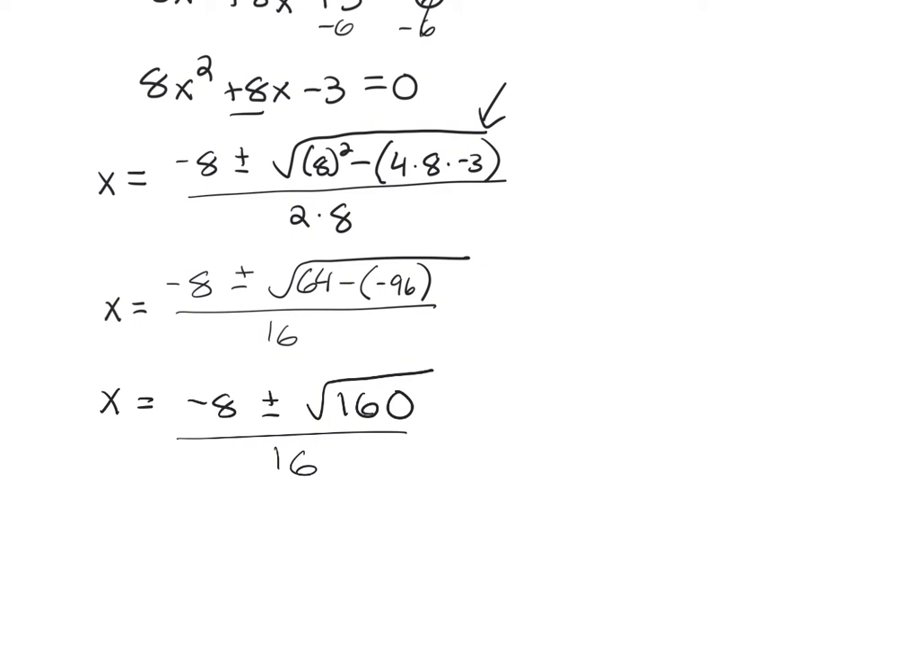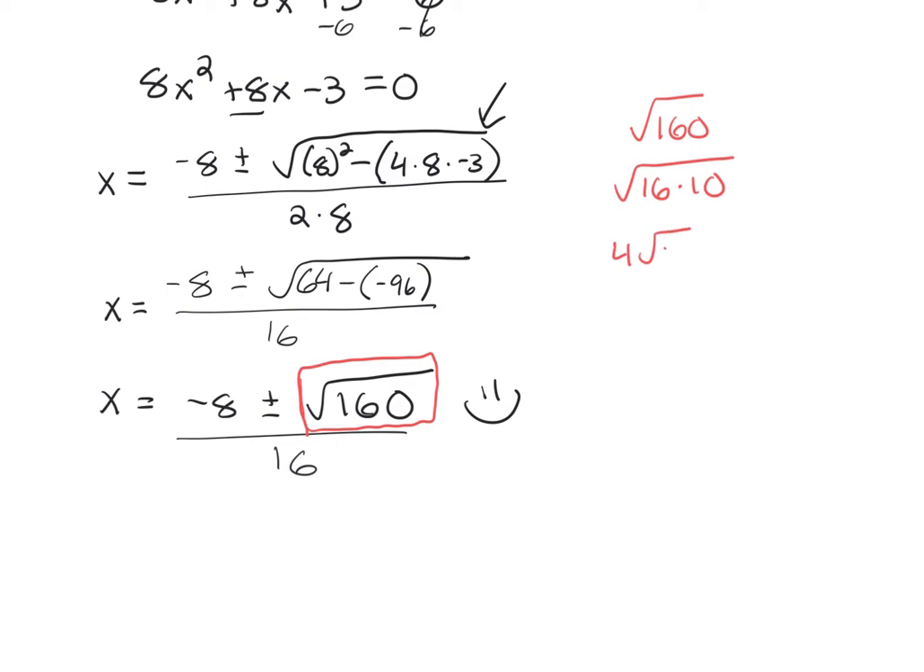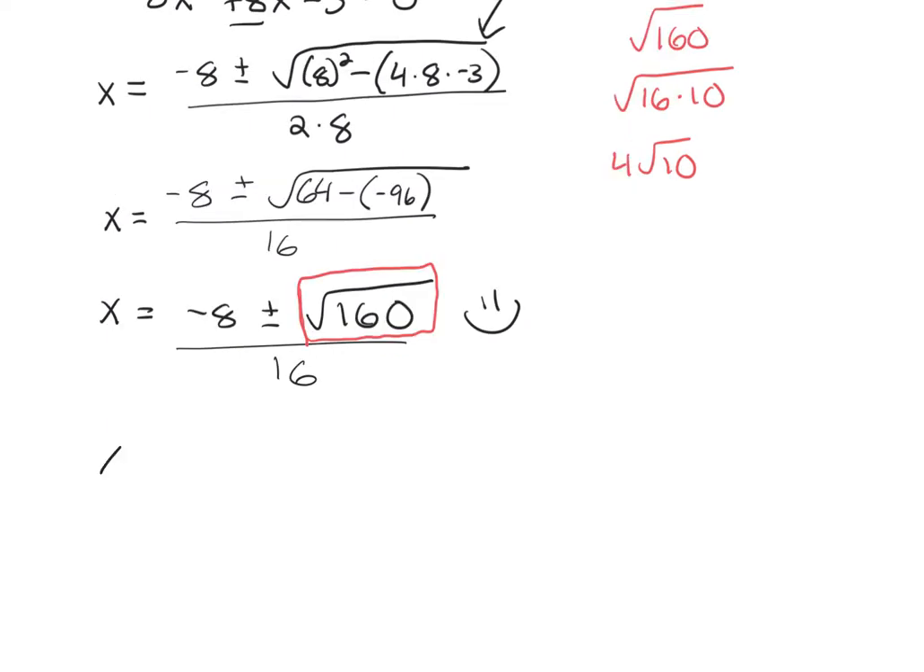So I'm very confident that most of you will be able to get here, no problem at all. Now it's the tricky part, simplifying this down. This is the part that students tend to get angry at. So let's simplify this. The square root of 160 can be broken down, think 16 times 10, which is 4 times the square root of 10. So x equals negative 8 plus or minus 4 square roots of 10 over 16.